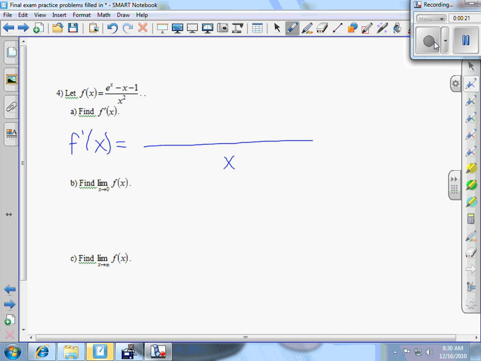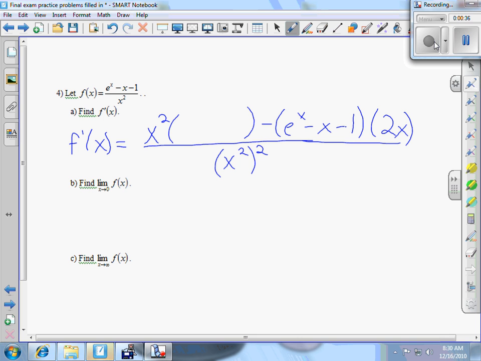Okay, so the bottom is going to get squared. We'll do that first. And then the quotient rule says bottom times derivative of the top minus the top times the derivative of the bottom. So the only thing missing here is the derivative of the top. The derivative of e to the x is just itself, and the derivative of minus x is minus 1, and the derivative of any constant is 0. So this is the derivative.